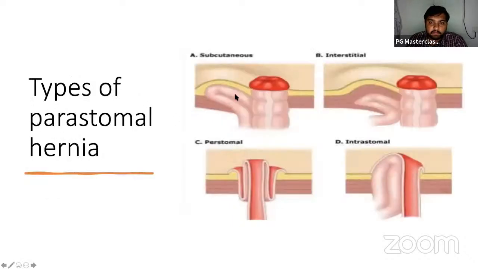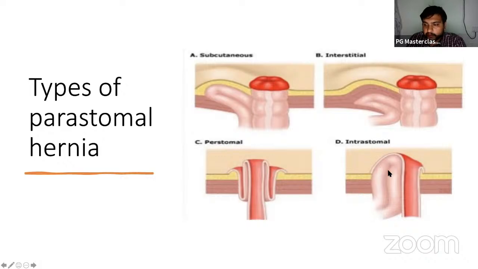Types of peristomal hernia. In the subcutaneous type, there is a fascial defect through which the bowel loops and the peritoneal sac enter into the subcutaneous tissue. Then there is the interstitial or interparietal hernia, in which the bowel loop enters in between the internal oblique and transversus abdominis, as shown in this figure, or the sac is present within the muscular plane. In the next type, there is a prolapse of the hernia with prolapse of the bowel loop within the stoma. It is known as parastomal herniation.